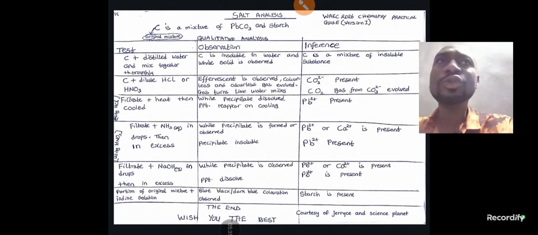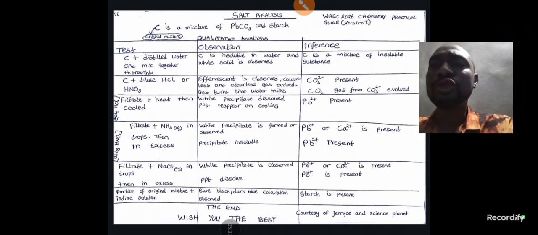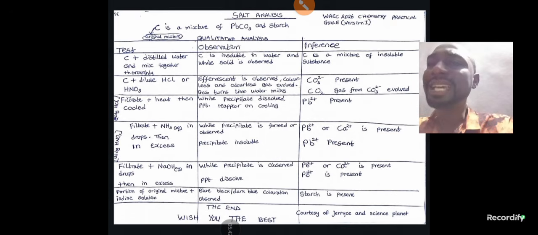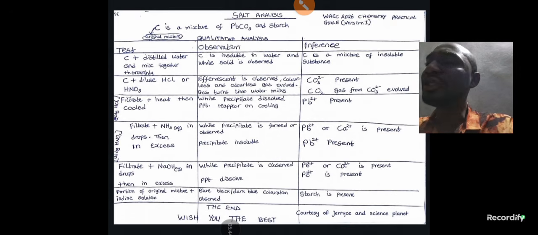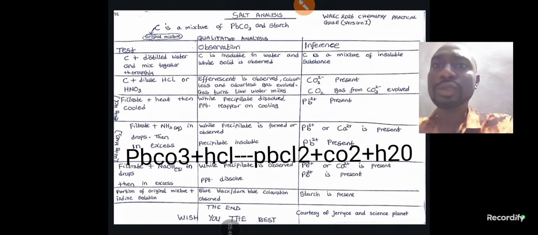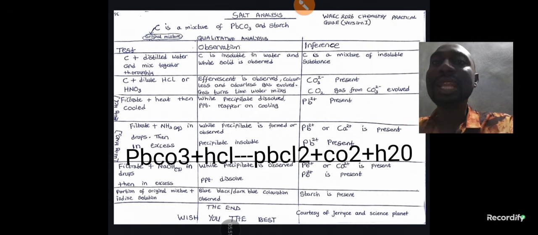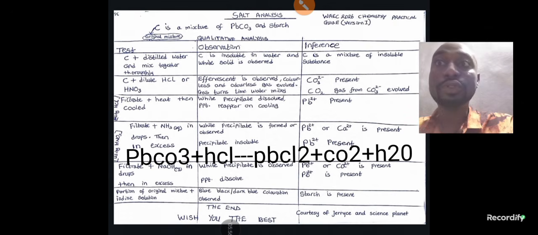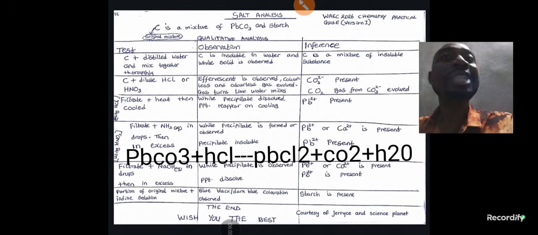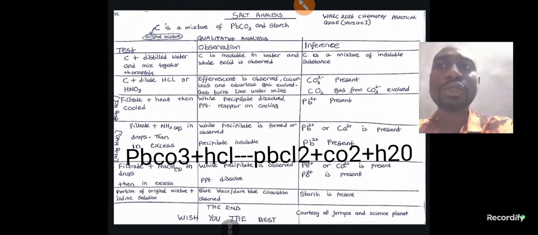You heat because when you add HCl to sample C, the HCl will react with your lead trioxocarbonate to produce lead chloride. Yes, it will produce PbCl2. Now that lead chloride is insoluble, it cannot dissolve. That is why you need to heat.